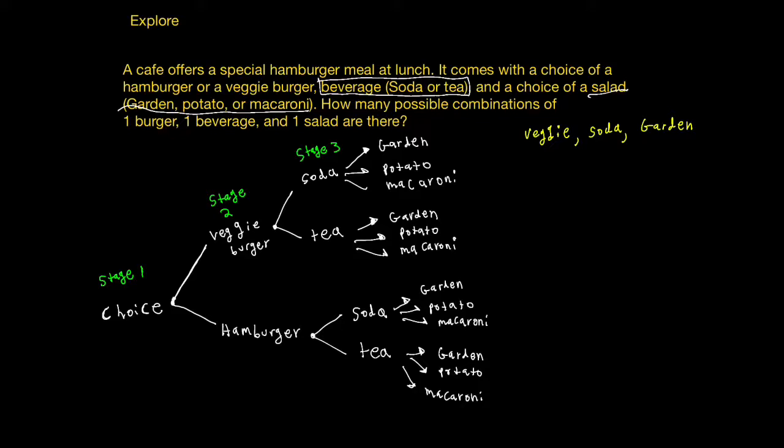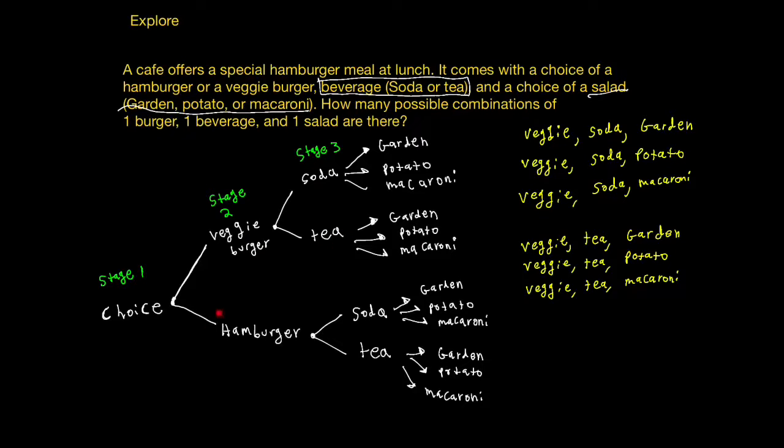For example, here we have veggie, soda, and garden, so that's one choice. We also have veggie, soda, and potato, that would be a second choice, a second combination. And then we have veggie, soda, and macaroni, that would be a third combination. We can also do that for this one. So we have veggie, tea, garden, veggie, tea, potato, veggie, tea, macaroni.